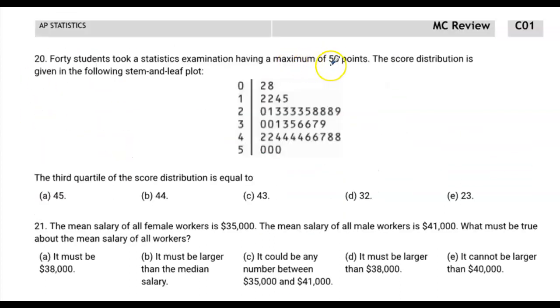For question 20, we have all of these data values and we're looking for the third quartile, so we sort of need to find where the third quartile would lie.